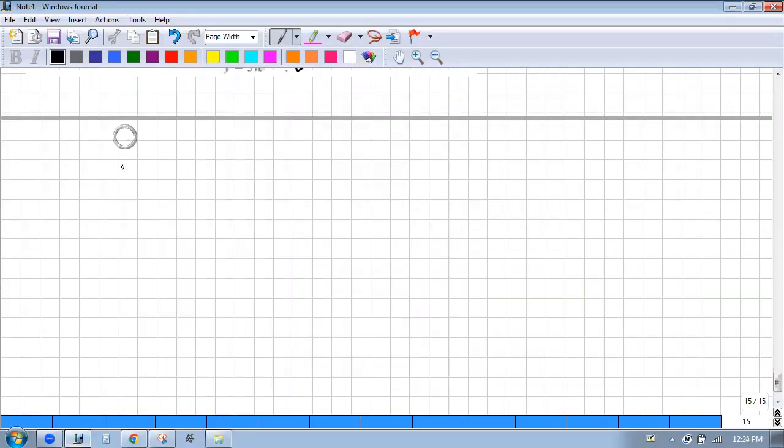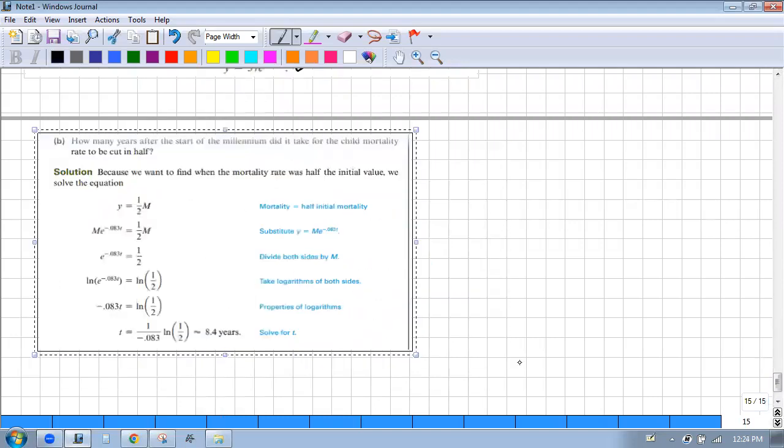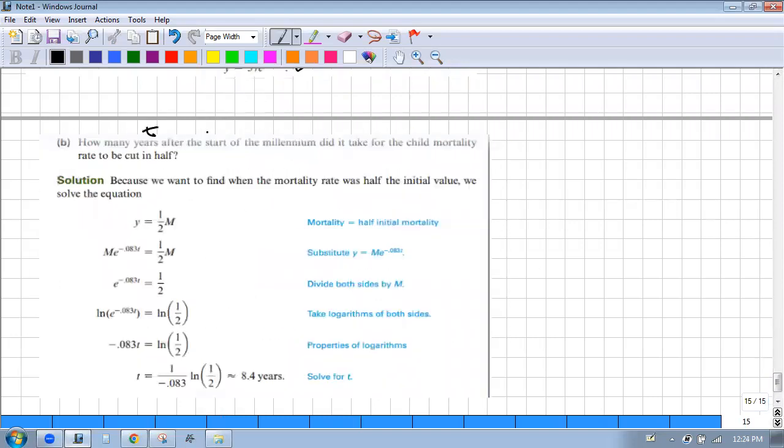How many years after the start, so t equals what, did it take for the child mortality rate to be cut in half? So replace y with half of your initial value and plug that into your formula. We had y equals this, just replace y with 1/2 m. Notice the m's fall out. The time it takes for the population to get cut in half, or the death rate to get cut in half, doesn't depend on the initial death rate.